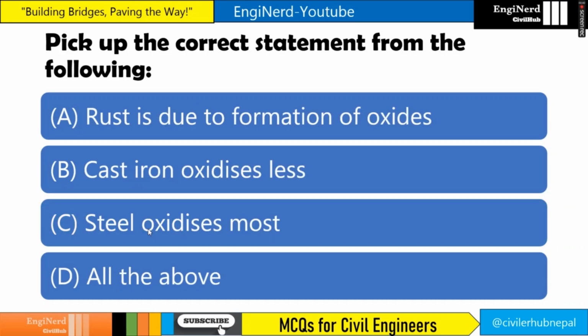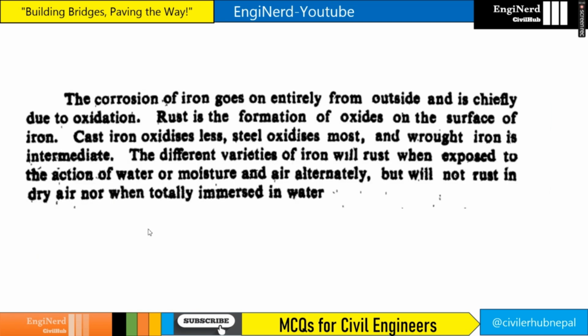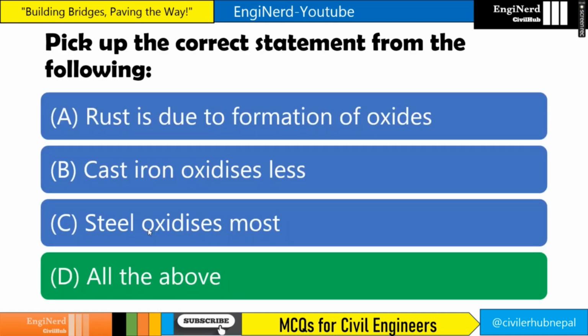Pick up the correct statement from the following: rust is due to the formation of oxides, cast iron oxidizes less, steel oxidizes most, and all of the above. So the answer here, let's see. Rust is the formation of oxide on the surface of iron. Cast iron oxidizes less, steel oxidizes most, and wrought iron is intermediate, right? So the answer is all of the above.